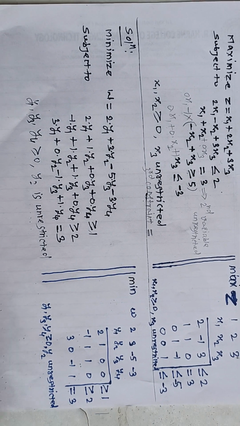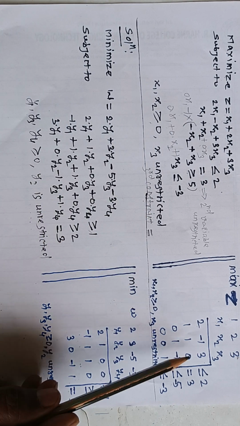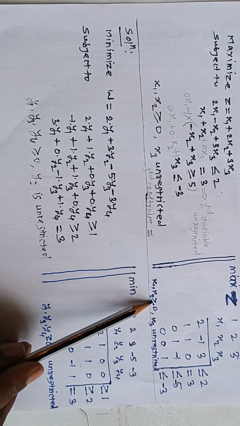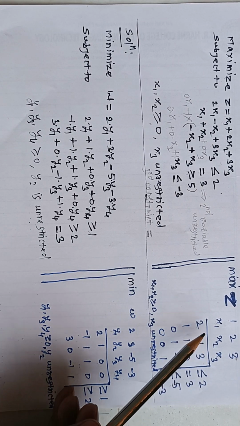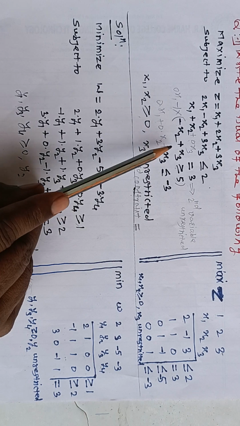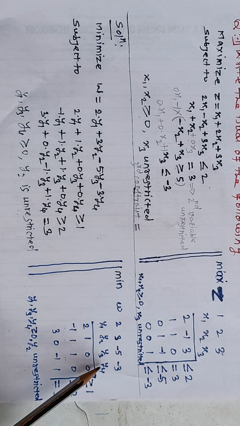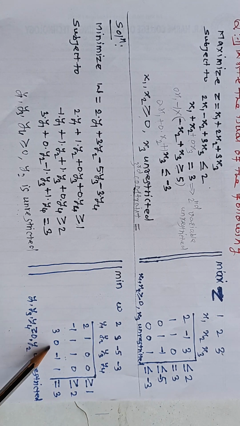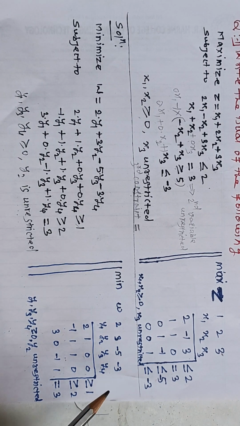Then x1, x2 ≥ 0, x3 is unrestricted. In this format also, x1, x2 ≥ 0, x3 is unrestricted. This is the tabular form of the given primal. By using this format, we have to obtain the tabular form for the dual of the given primal. So what we have to do?